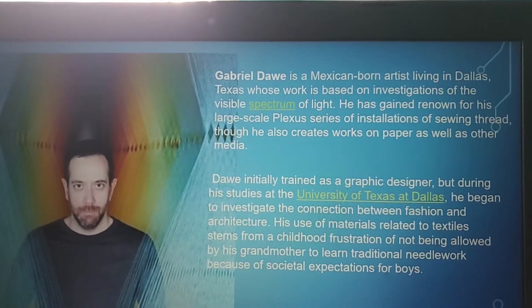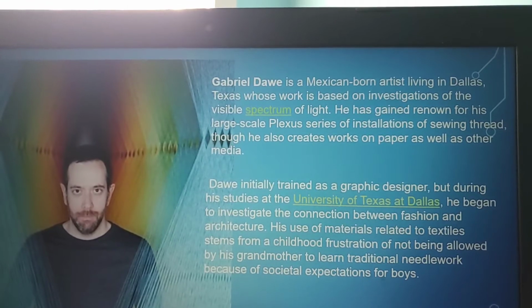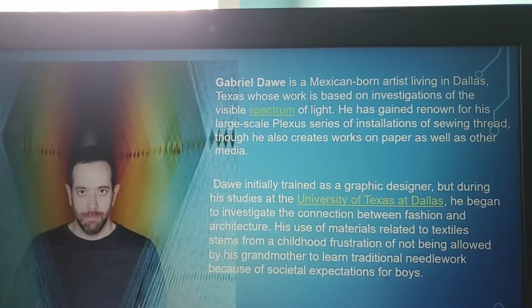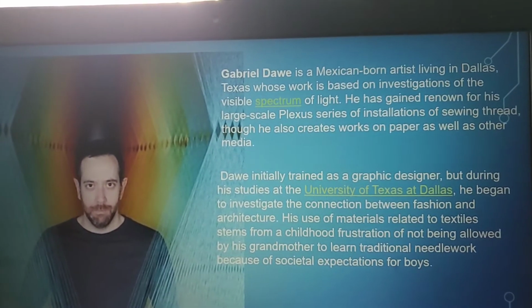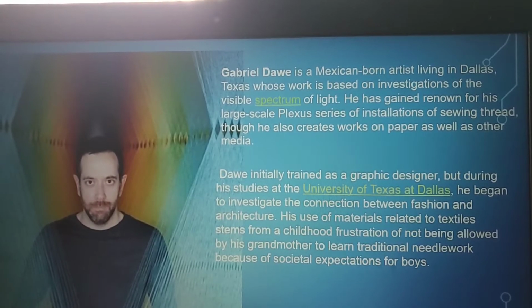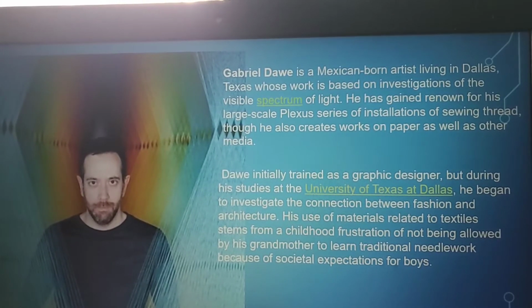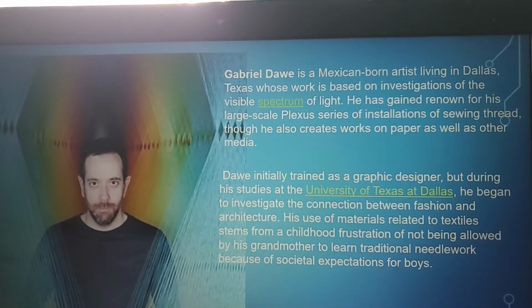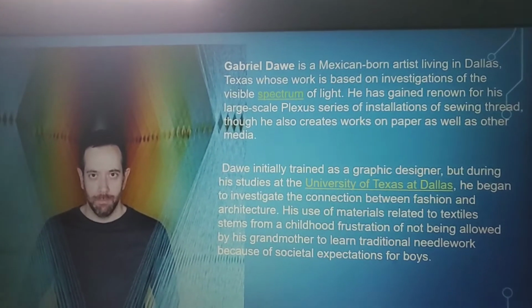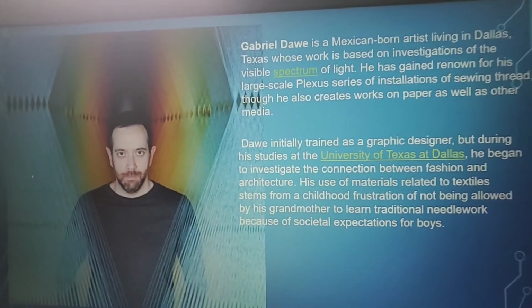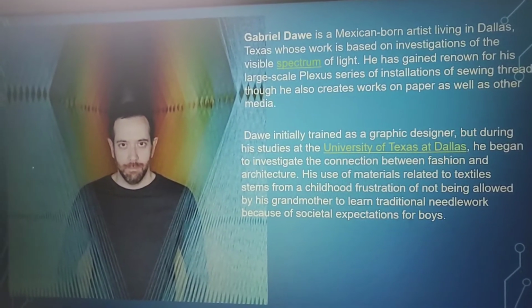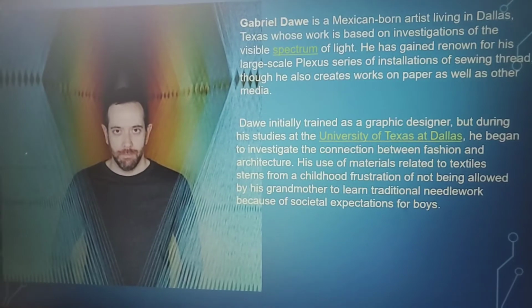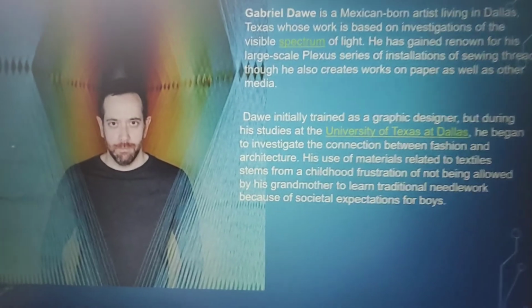But in his studies at the University of Texas in Dallas, he began to investigate the connection between fashion and architecture. His use of materials related to textiles stems from a childhood of frustration because he was not allowed by his grandmother to learn traditional needlework and sewing because of societal expectations of boys. They wouldn't allow the boys to learn about sewing. So I guess this is kind of like an act of rebellion because now he's using mostly thread and needlework materials to make his art. But he also uses a lot of science, and I'm going to show you that in a second. I think that's kind of really cool.